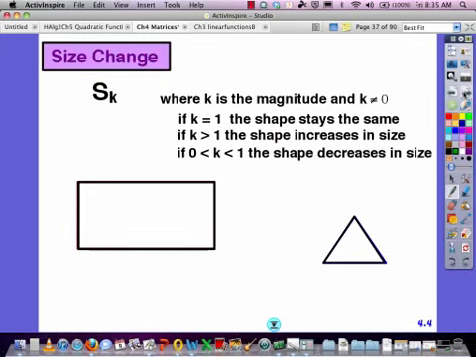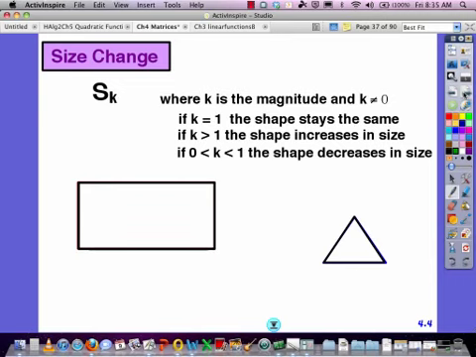A size change you read about was a new symbol, capital S sub k, where k is called the magnitude. You learned that in geometry. And k cannot be 0, because if you say what is the size change and it's 0, it's not going to work. If k equals 1, the shape stays the same. If k is greater than 1, the shape will increase in size or grow. And if k is between 0 and 1, the shape decreases.